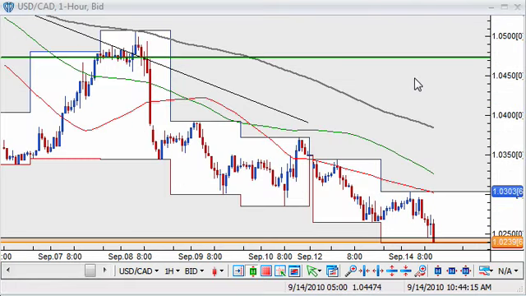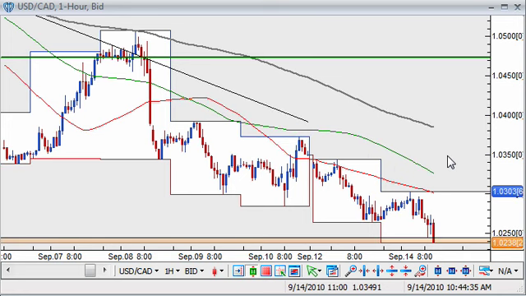Moving back to the theme of commodity and growth-linked currencies, we're looking at the US dollar, Canadian dollar, and as we can see that in New York session, we were able to push below our lows from yesterday's session at around 1.2560, and we hit the 1.02.